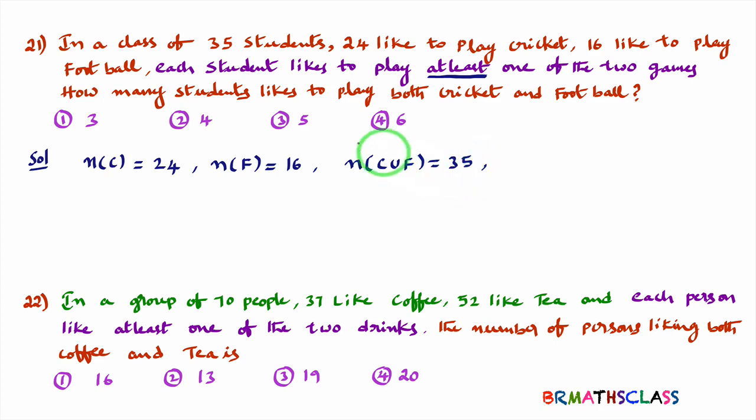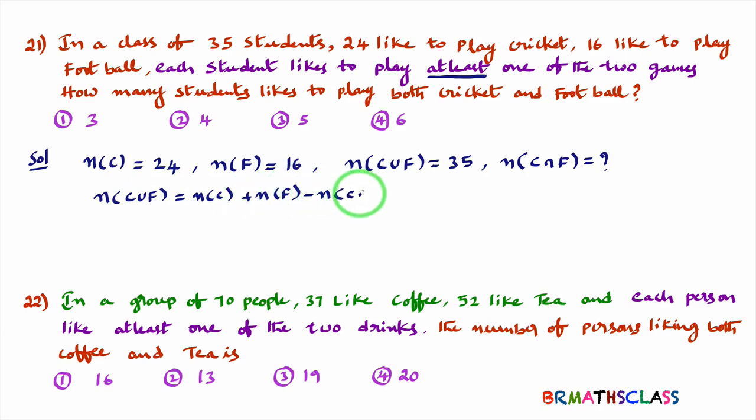Now, you see this, what they are asking. How many students like to play both cricket and football? That means C intersection F. We need to calculate. See, we learned this formula in synopsis. N of C union F. What is N of C union F? That is N of C plus N of F minus N of C intersection F. This is the formula we learned.